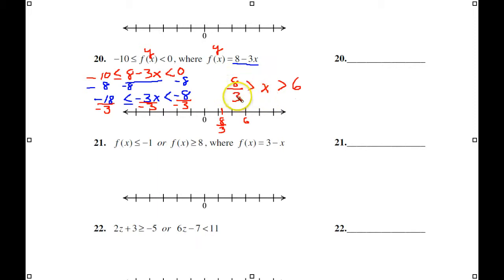And there's my 8/3, which is almost a 3 there. And there's where the 6 is. So this one, by the way, also has a line there. So this will be a bracket. This will be a parenthesis. And interval notation will be parenthesis 8/3, comma 6, bracket.